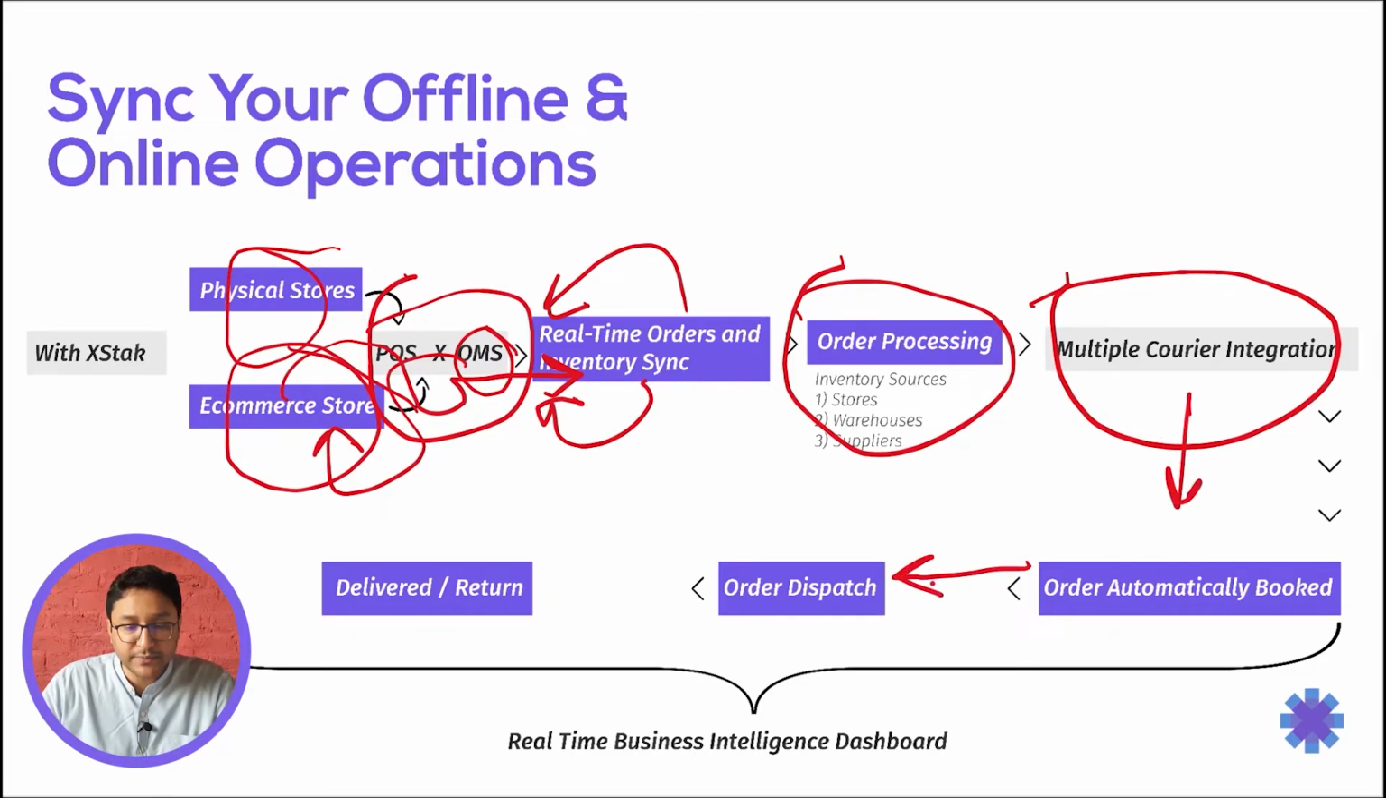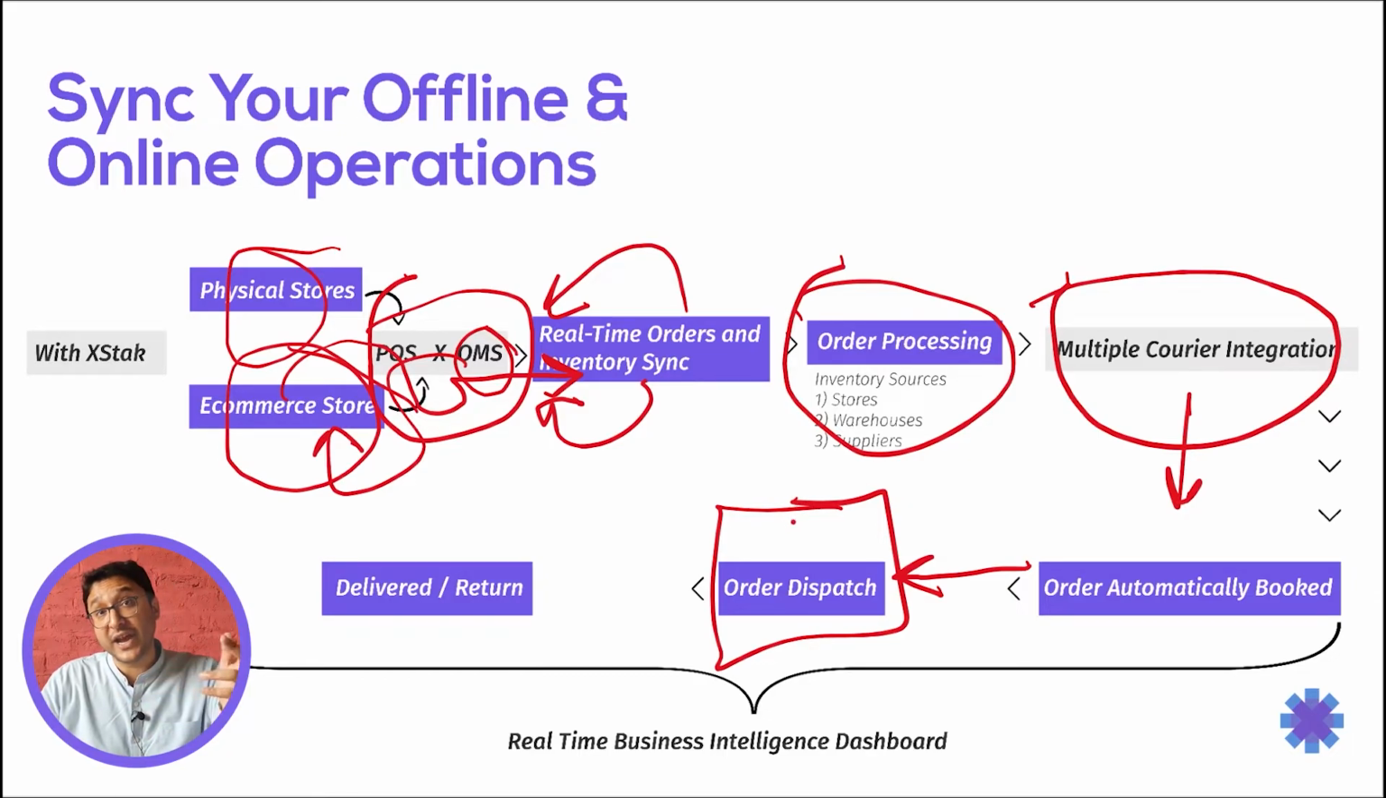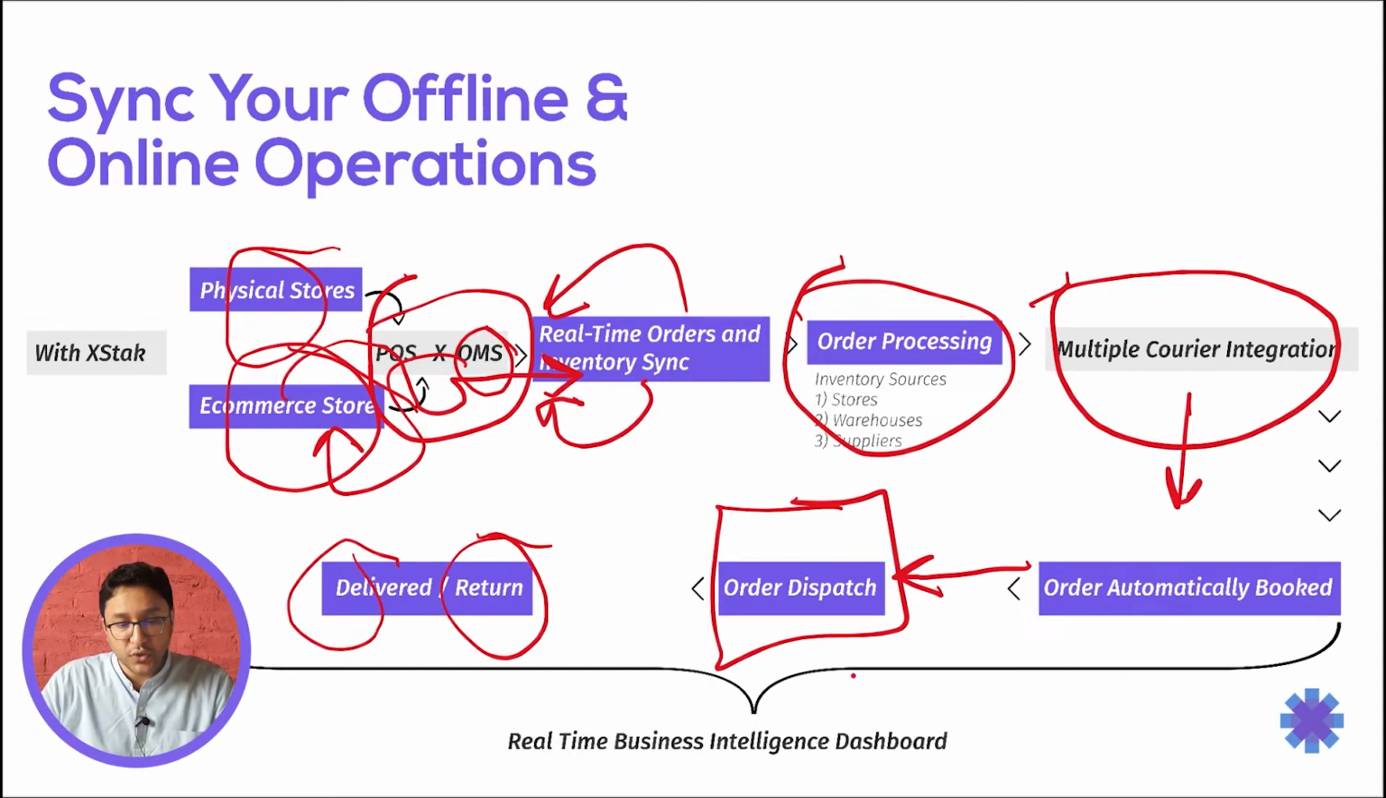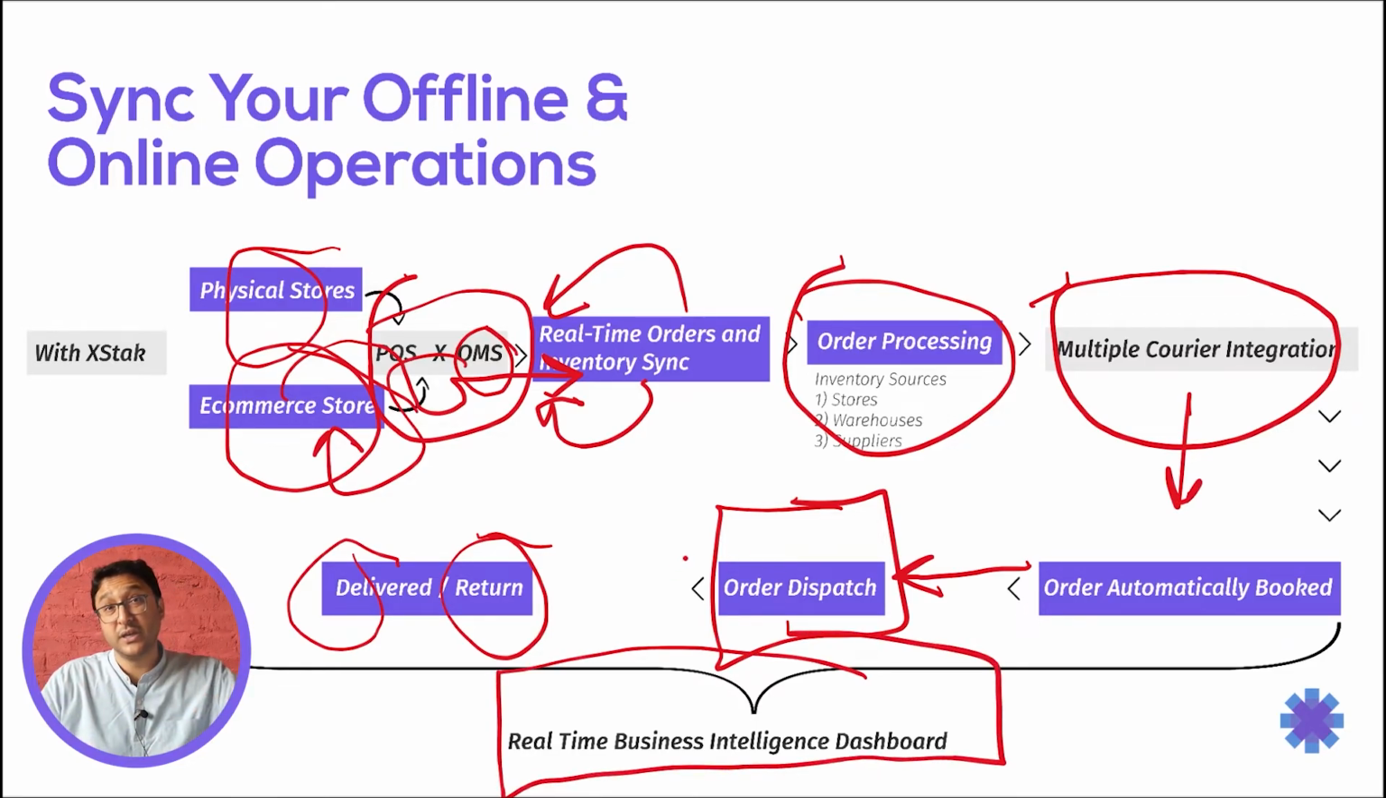As soon as that is booked and the order is picked, packed and ready for dispatch, the dispatch happens from the store. Instantaneously our OMS starts tracking the status of that dispatch, whether it's still in progress, delivered, or returned. And as soon as the delivery or return happens, all systems are reconciled in real time. So you get real-time business intelligence into your multiple location operations with XStak and our point of sale and order management integrations.